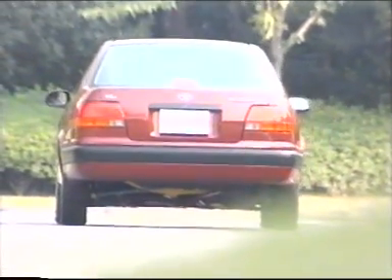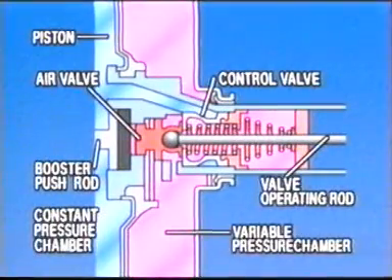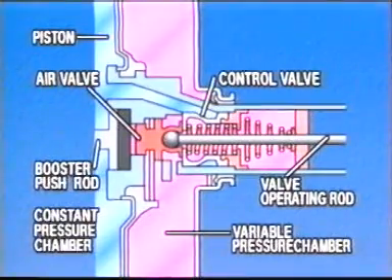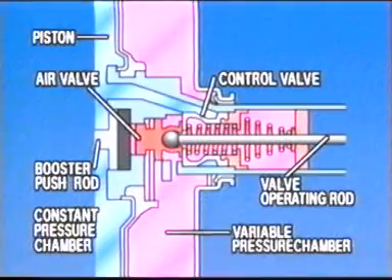When holding the brake, the difference in pressure causes the piston to move to the left. This allows the control valve and the air valve to make contact, preventing further air from coming in.